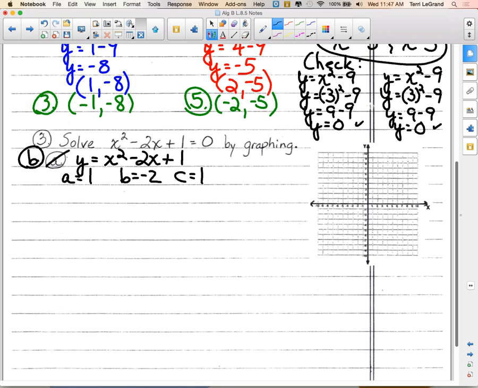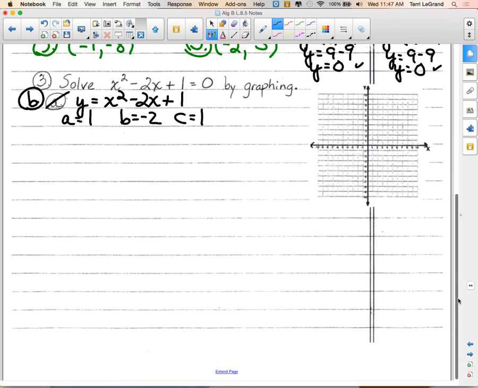Okay. Can we shortcut our vertex this time? Why not? Because your B is 0. B is 0. Okay, so number 1, we're finding the vertex, right? That's what we're up to. We're going to do x equals the opposite of -2 over 2 times 1.